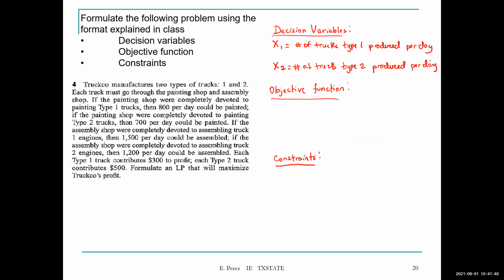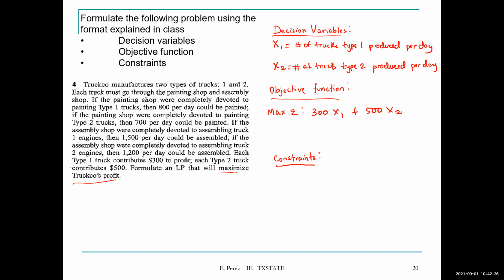Okay, so the objective function, are we maximizing or minimizing? Okay, so this is clearly stating that we are maximizing. So we are going to maximize this function z that uses decision variables x1 and x2. So we are maximizing the profit, which is stated here. And it says that you make $300 for each truck of type 1 and $500 for each truck of type 2 per day.